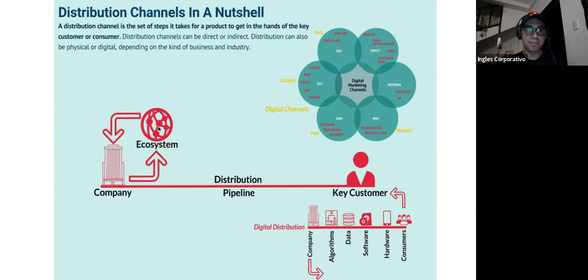So you have an input and the company has an output. And then we have the distribution pipeline that depends on the steps that we're going to check later on. And we reach the key customer, that is our final client for our distribution channel. Sometimes for the digital one, the company uses algorithms, data, software, hardware, so you can get to the consumers. And also this is an input for the company to identify what will be the best digital system in this case, or any kind of channel that you would like to distribute.